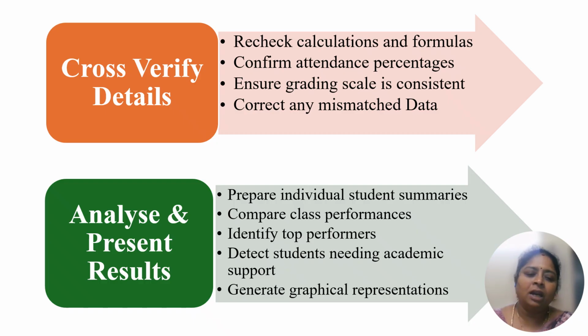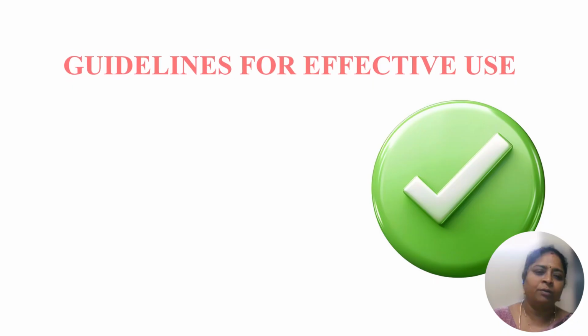And finally, analyze and present the results to the students. In the final procedure, the individual student summary is being generated. It can be compared with the class performance or self-performance, or used to identify the top performer of the academic year, and to identify the slow learner of the academic year. And graphical images can be generated for future references using master sheets. So in such a way, the perfect, exact master sheet can be utilized in a proper way.